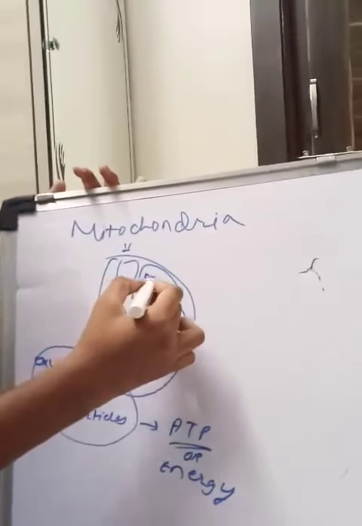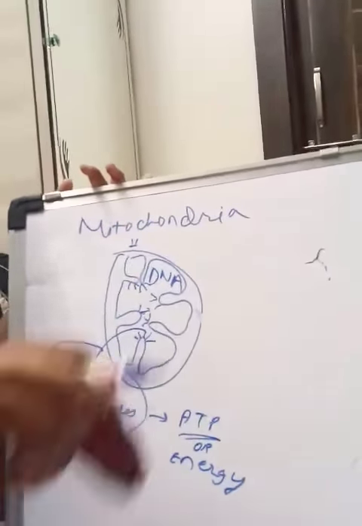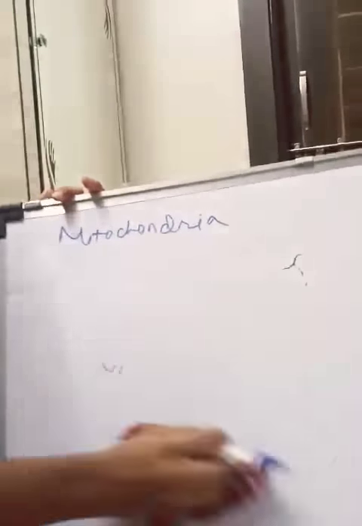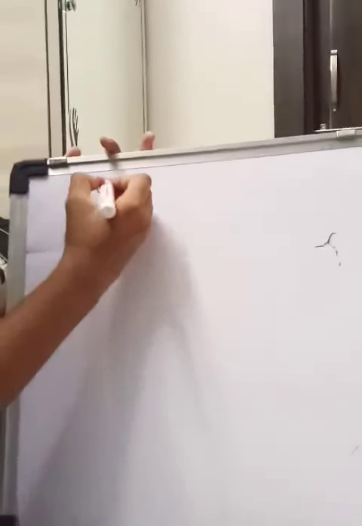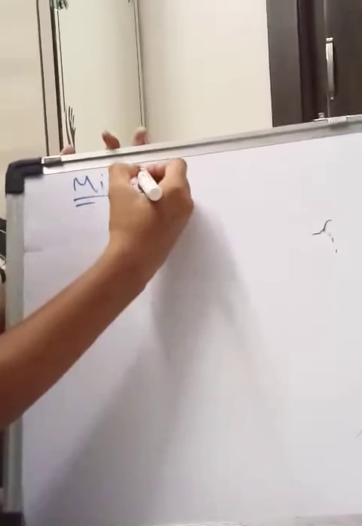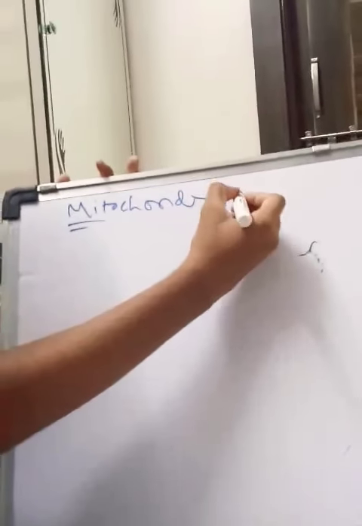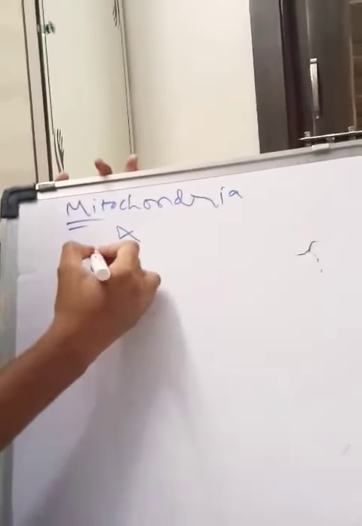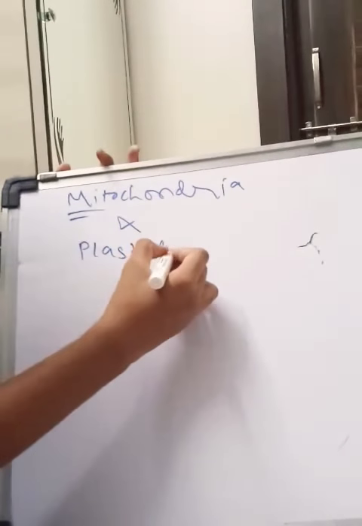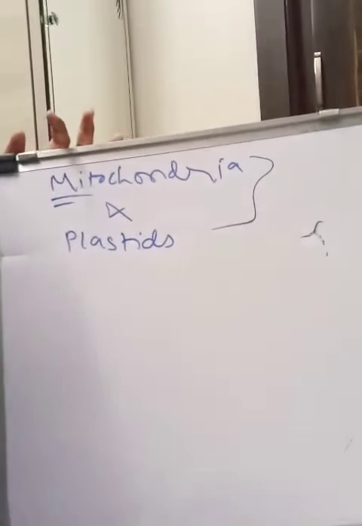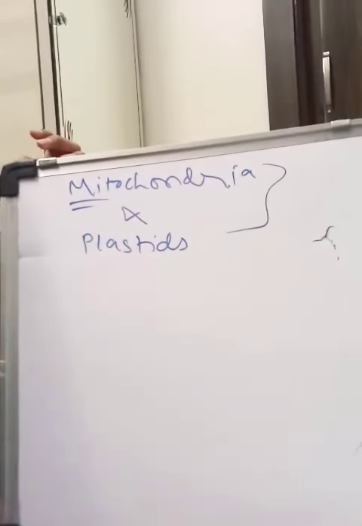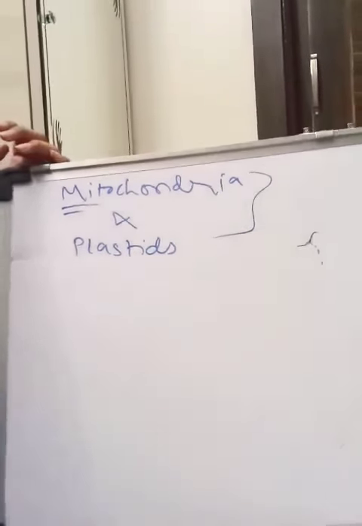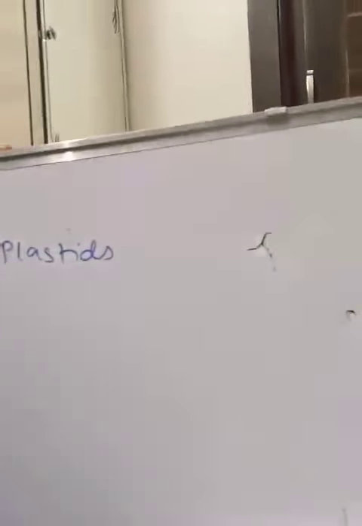In mitochondria, DNA is also present. Mitochondria have their own DNA. There are two semi-autonomous or autonomous organelles in a cell, that is mitochondria and plastids, because they have their own DNA. Then comes the question, what are plastids.